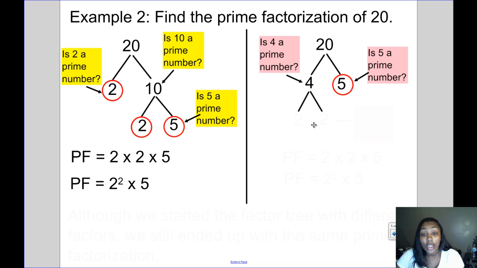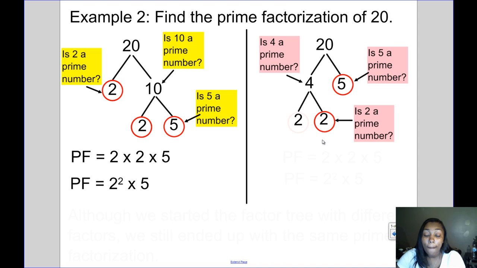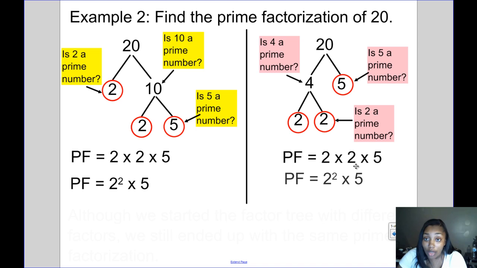So then the next question is, what multiplies to give us 4? Well, we know 2 times 2 gives us 4. Again, we want to ask ourselves, is 2 a prime number? And we know that yes, it is. So we're going to circle the 2 and stop. And then we're going to circle this 2 as well and stop. So again, we want to write that prime factorization, which is going to be 2 times 2 times 5, which we've written here. And because the 2's repeat, we're going to show it as an exponent, which would be 2 to the second power times 5.